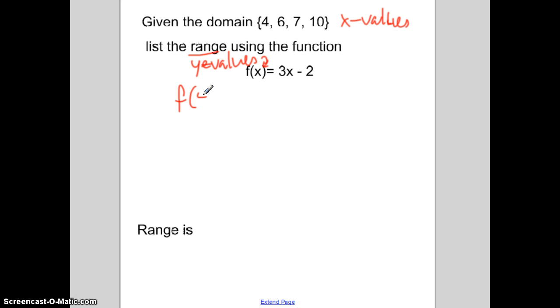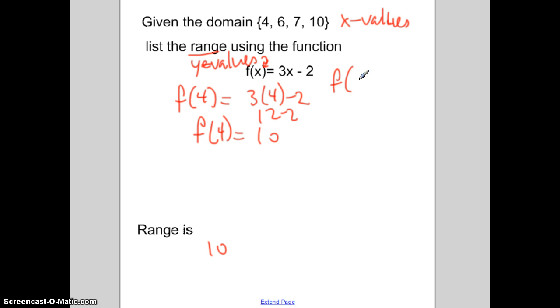So we'll do the first one. The function when x is 4. Plug it in. This is 12 minus 2. This means that the function when x is 4 is going to be 10. So that's one of your range values. Sorry, I wrote it down here. So one of them is going to be 10.